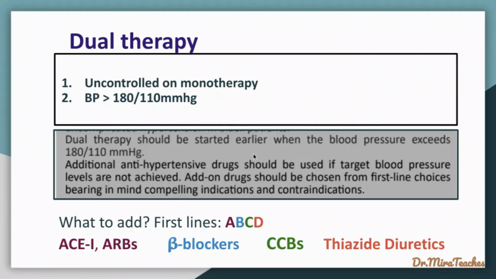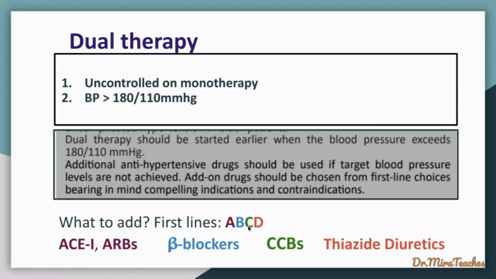You need to know the first line antihypertensives that we use. We've already seen some. We've seen ACE inhibitors, ARBs. We also saw calcium channel blockers and thiazide diuretics. The only addition is beta blockers. Do you see? It makes it very simple. ACE inhibitors, ARBs, we've seen that, and we usually give to Caucasians. We saw calcium channel blockers and thiazide diuretics, which we give to Africans, and then beta blockers. So A, B, C, D. That's how you remember them.